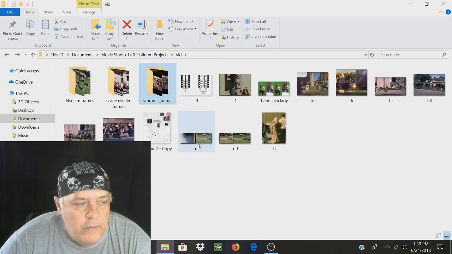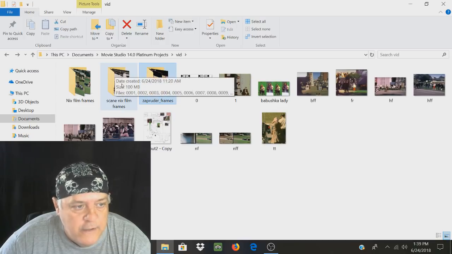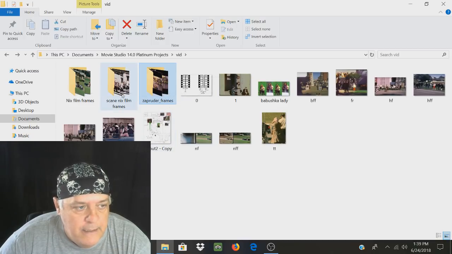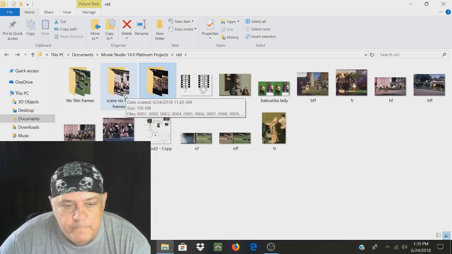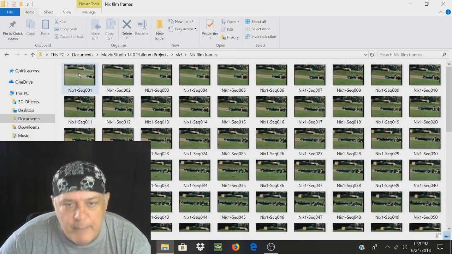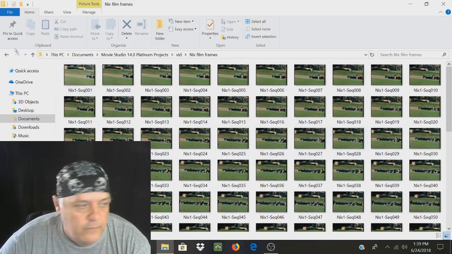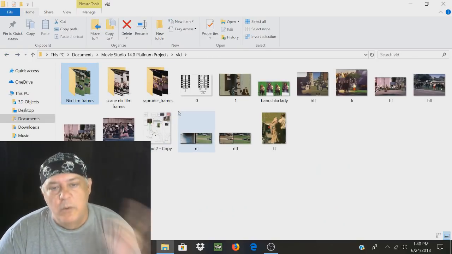Now I'm going to show you what I mean by that. As you see right here, if you watch my cursor, this is a copy of the original Orville Nix film. This is a copy of a copy of a copy of the Orville Nix film. This is the one that people use, and this is what people show. Now I'm going to show you the difference between both films.